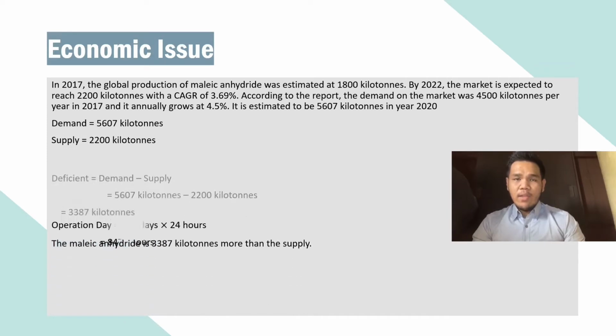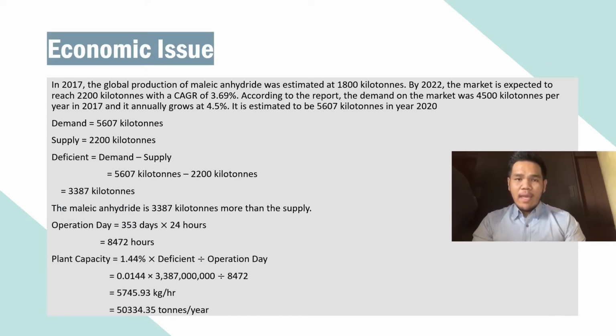And here are the values for the demand and supply. As shown, the calculated plant capacity for our project is 50,334.35 tons per year.